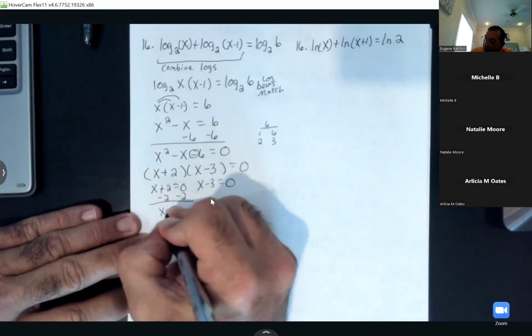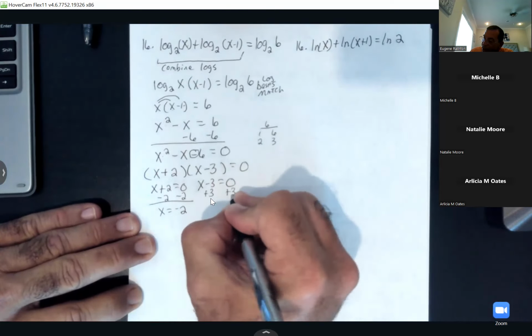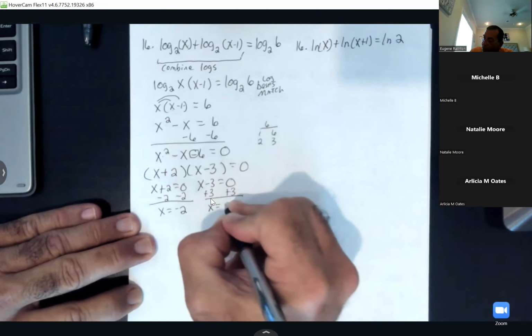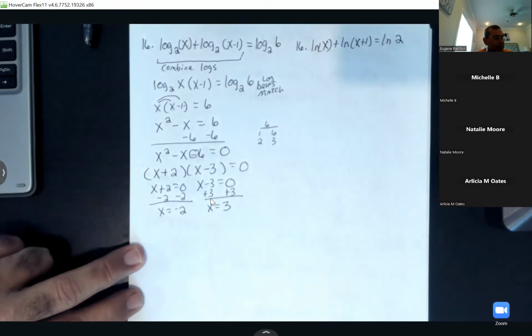So it looks like I'm getting a negative 2. Then here we're going to add 3. And we're going to get a positive 3. So y'all, final answer. 3. 3. There you go.